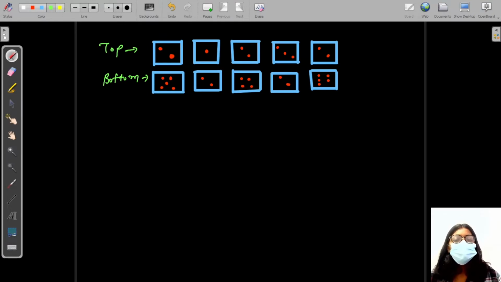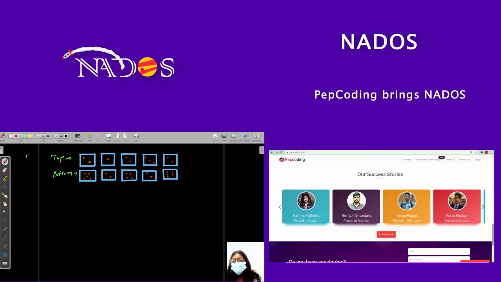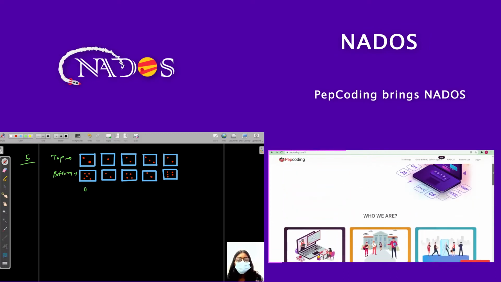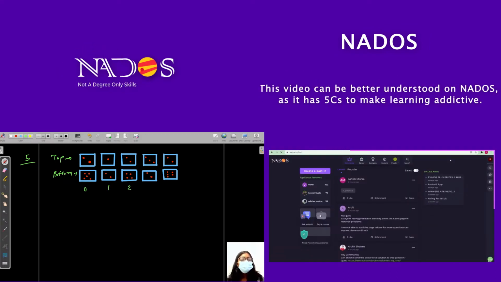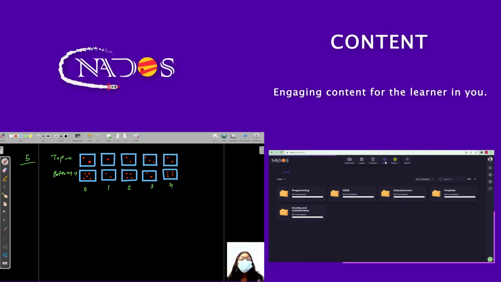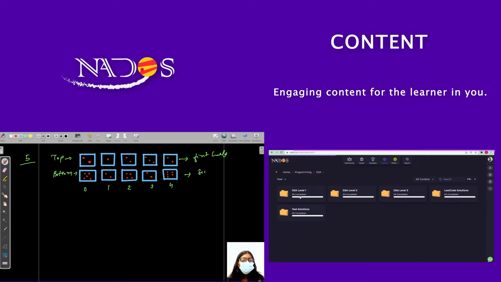Here I have made the top half and the bottom half of my dominoes. So here I can say I have 5 dominoes. This is my first domino at index 0. This is my second domino at index 1. This is my third domino at index 2, fourth domino at index 3, fifth domino at index 4. So this is the first half of my domino, I can say it as the first half or the top half. This is the second half of my domino, which is the bottom half.